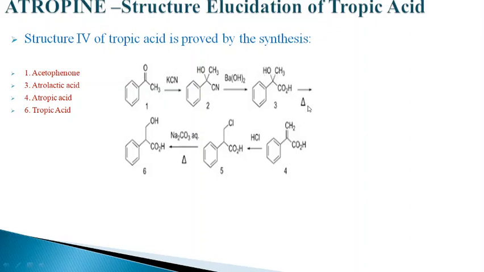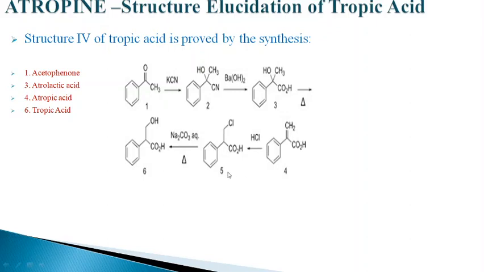On heating atrolactic acid, we get compound 4, which is atropic acid, as we have already dealt earlier. This atropic acid, on treatment with HCl in the presence of ether, we get this compound 5, chlorination. Here the addition of HCl took place contrary to Markovnikov rule. It is not according to Markovnikov addition. If HCl would have added according to Markovnikov addition, we will again get the atrolactic acid.